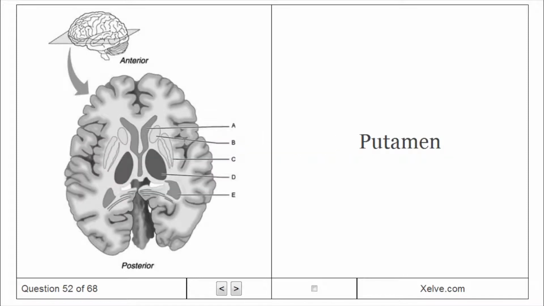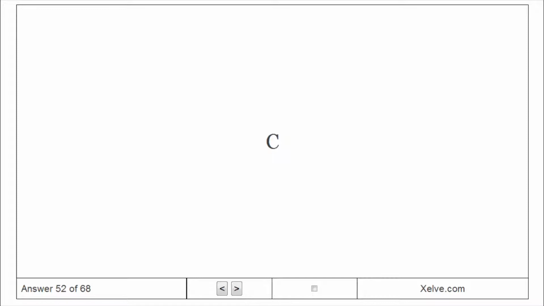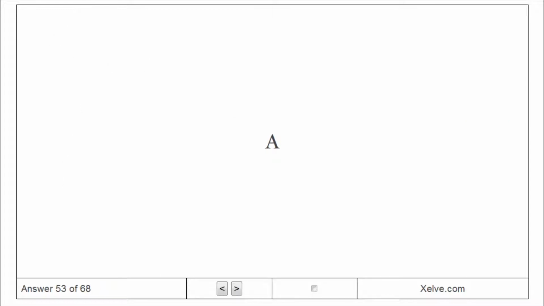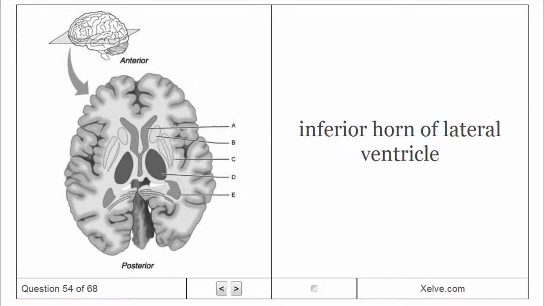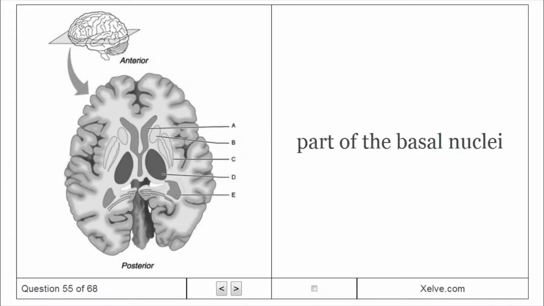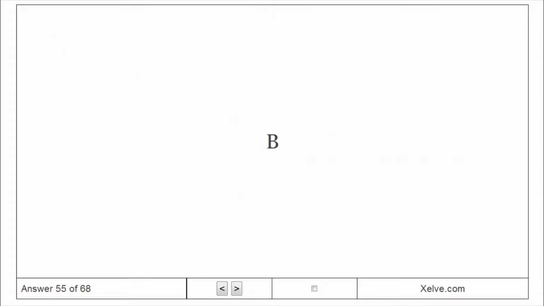Putamen. C. Anterior horn of lateral ventricle. A. Inferior horn of lateral ventricle. E. Part of the basal nuclei. B.